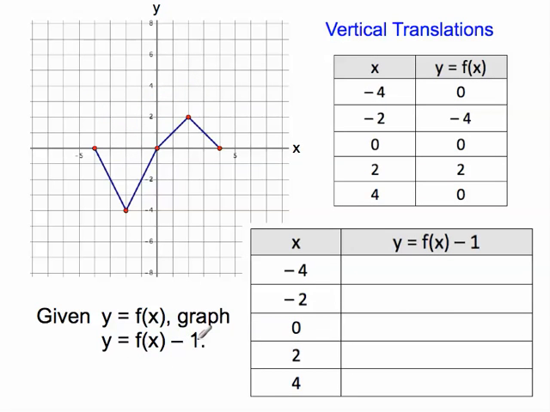Whereas that one was moved up, now we're asked, given y is equal to f of x, the same function again, graph y is equal to f of x minus 1. So now all of the y values are going to have 1 subtracted from them. So instead of 0, we're going to have -1. Instead of -4, we have -5. Instead of 0, we have -1. Instead of 2, we have +1. And instead of 0, we have another -1. That means that these points, if we were to graph them over here, now look like this.